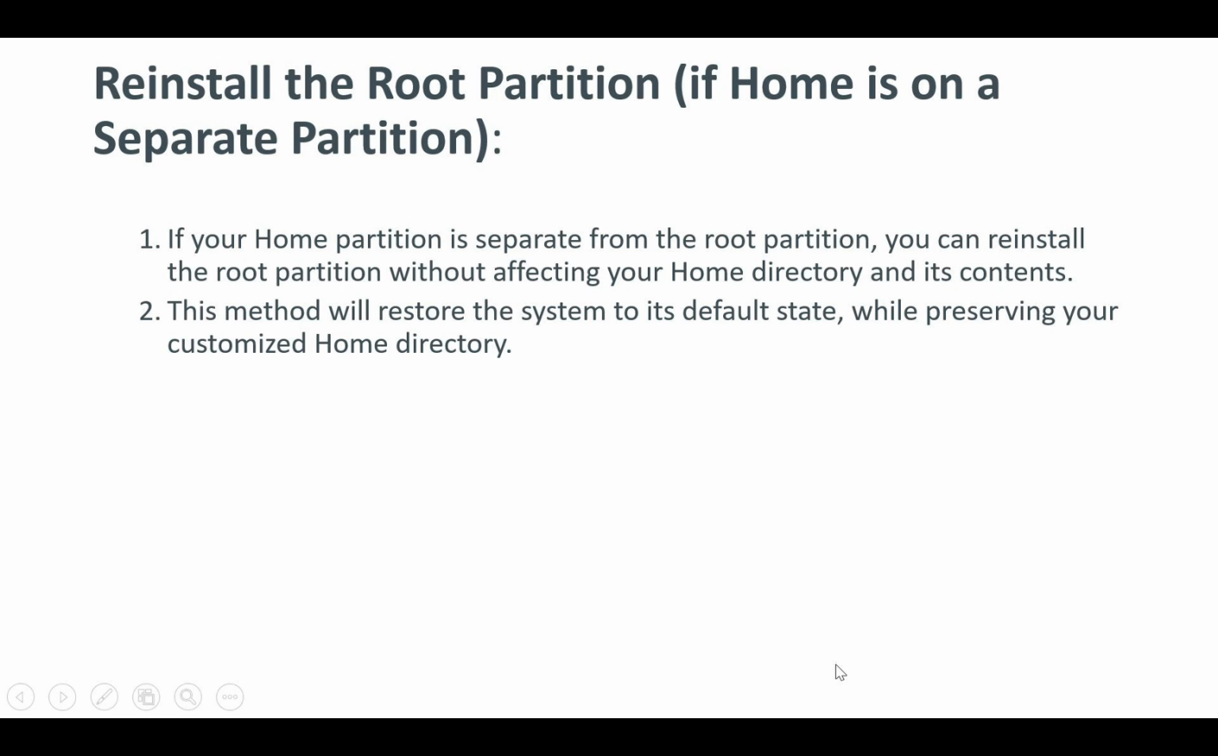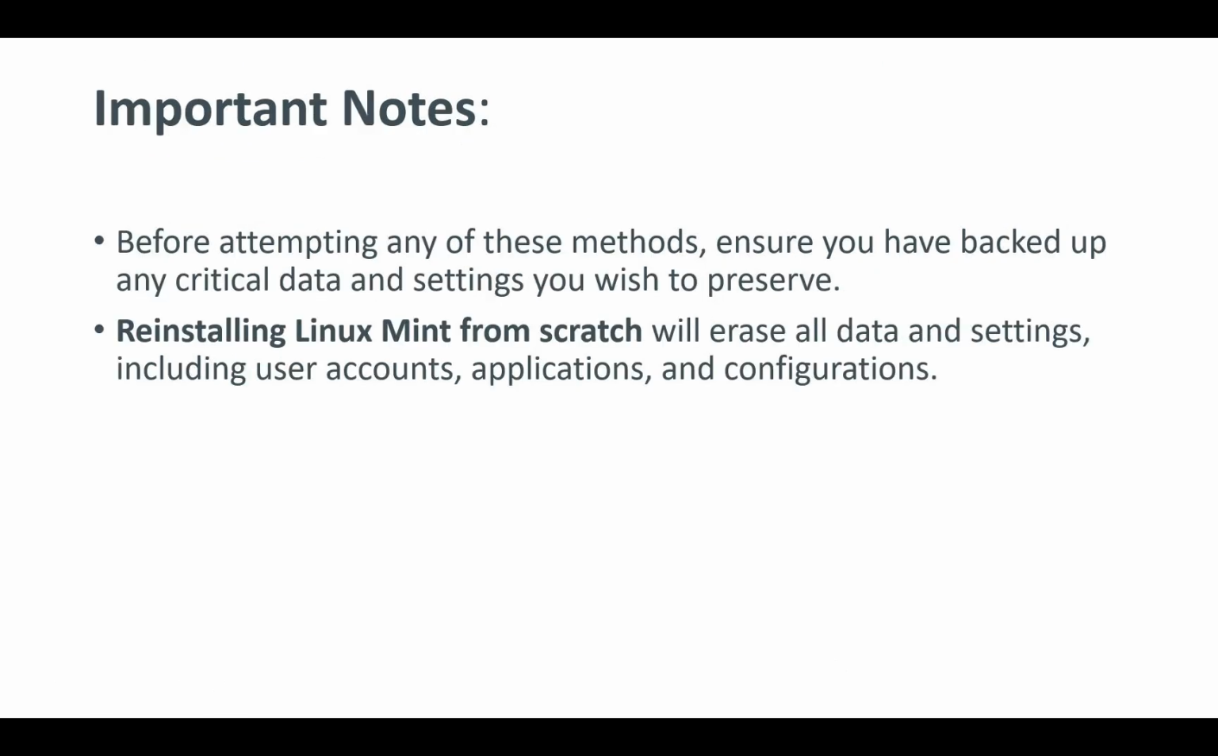If your home partition is separate from the root partition, you can reinstall the root without affecting your home directory and its content. This method will restore your system to its default state while preserving your customized home directory. Of course, you don't want to forget to back up, because you're going to lose your data if you don't. And reinstalling Linux Mint from scratch will erase all data and settings, including user accounts, applications, and configurations. Yeah, so that's basically it.